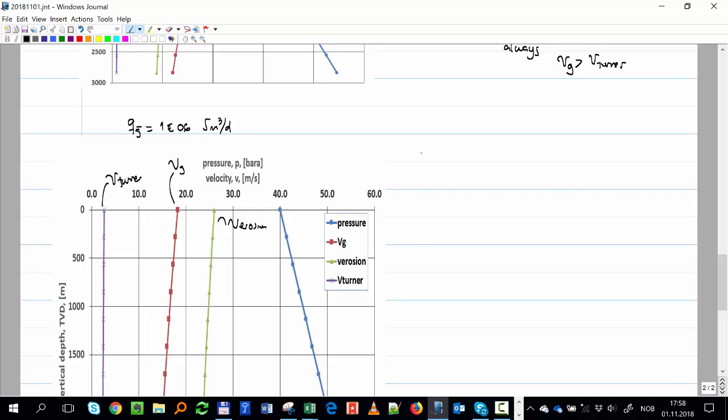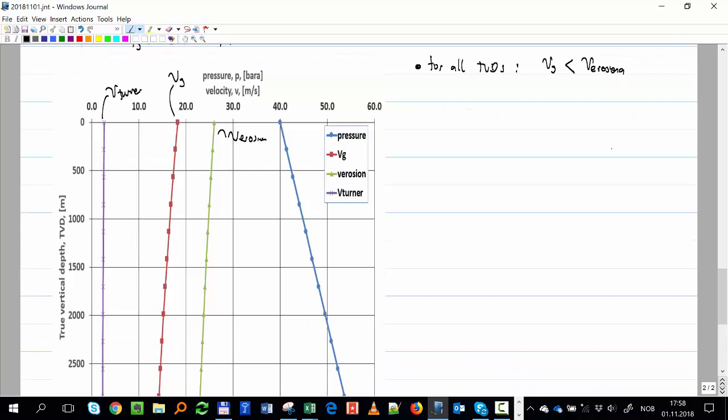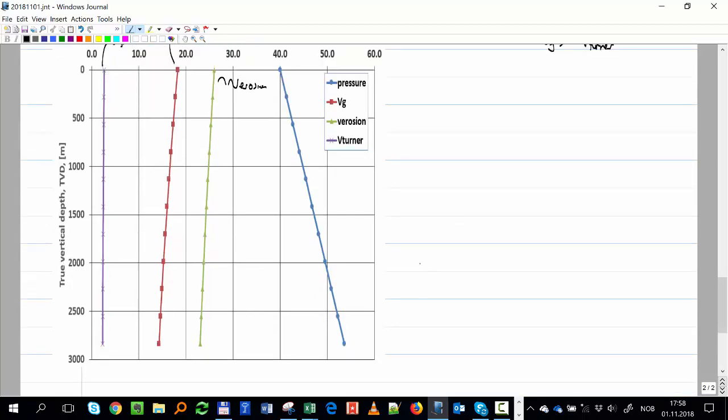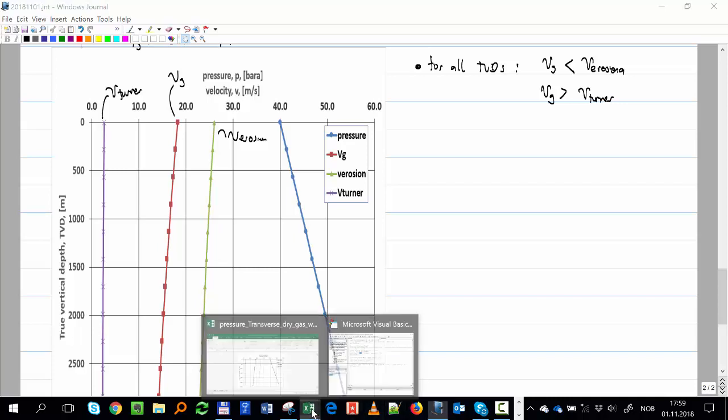So you see now in this case we can say that for all TVDs, VG is actually below the erosional, which is good, right? It means I won't have any erosion. That's something very, very good. And then also, VG is greater than V Turner. I won't have accumulation, so I'm safe. And you can play with other numbers, because in theory, if I want to use the same tubing, I want just to be as close as possible to this line. So I can just try another number.